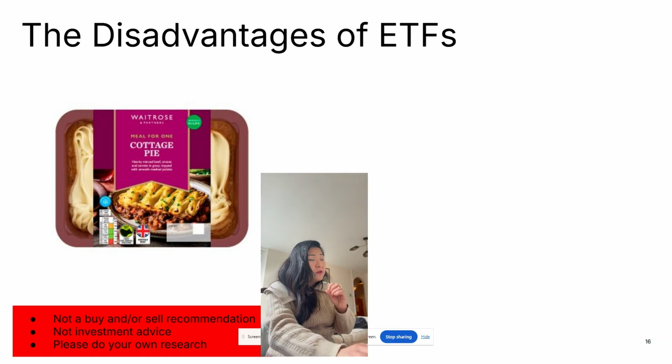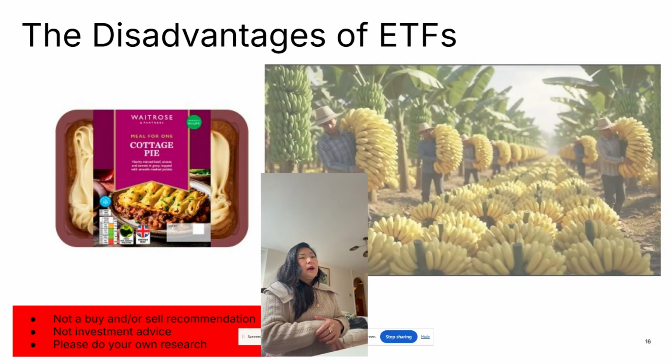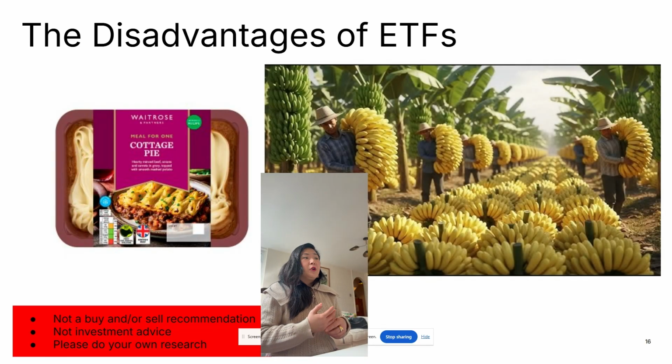The second disadvantage of ETF is something that I want you to pay attention to. It's not a problem right now, but it might be a problem in the future. I don't know how many of you have heard of the banana disease. Do you know that in the Western developed world, all the bananas that you eat are from one single species? For those of you who understand biology, you know that banana is not just one single species. There are multiple species of banana. And the one single species we eat in the Western world is called the Cavendish.